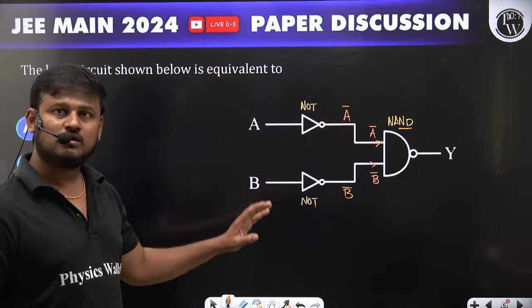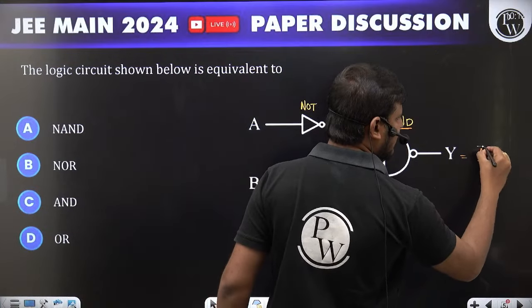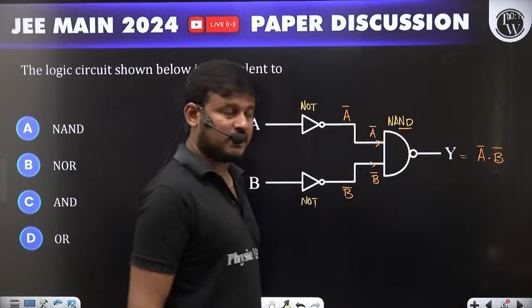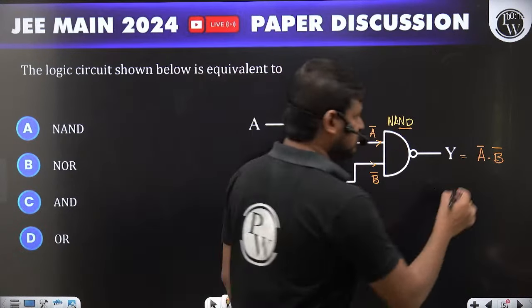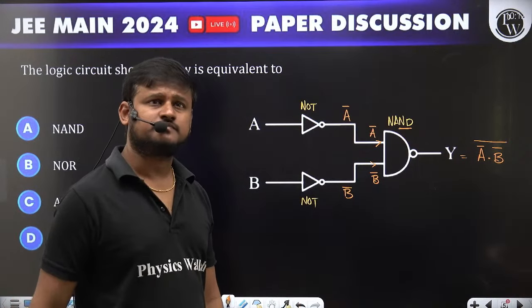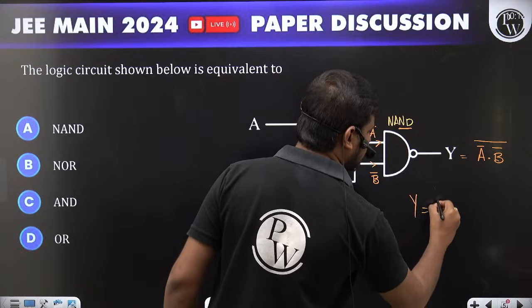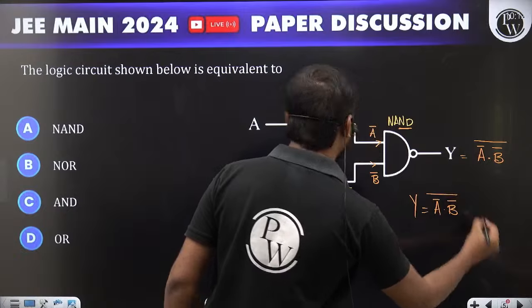AND means what? AND is nothing but the output will be A bar dot B bar. This is the AND. And for overall, keep NOT. So then this is NOT. Okay? Now, the final output that we are going to get is A bar into B bar, overall bar.